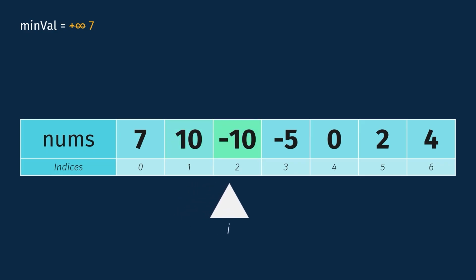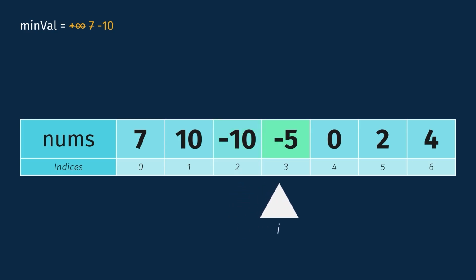Let's move I to index 2. Now this is where it gets interesting. The number is -10. Is -10 less than 7? Absolutely. So we have a new champion. We update min value to -10.